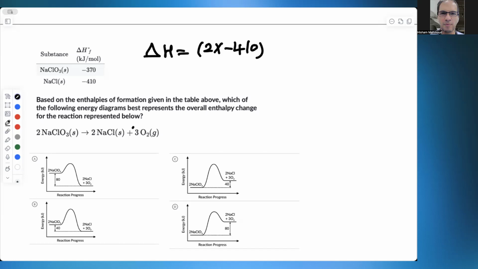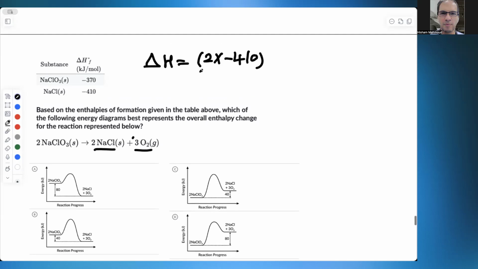And then what is the other product? The other one is 0 for sure. Somebody give me a new answer. Yeah, the last one is your correct answer. So 2 multiplied by minus 410, and then I will subtract from it my reactant, which is NaClO3. So it will be minus 370, but this is multiplied by 2 as well. So 2 multiplied by minus 370. What is the value that you get?